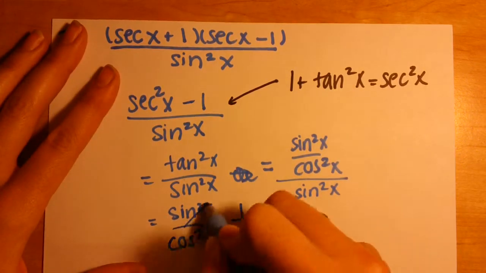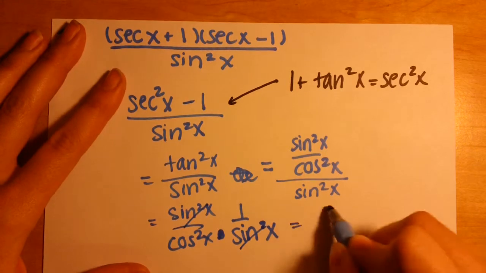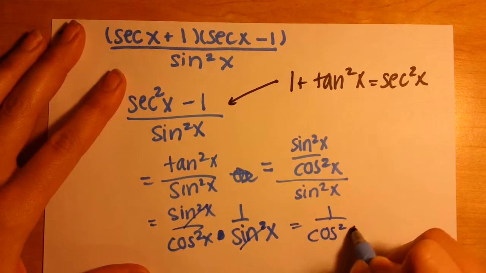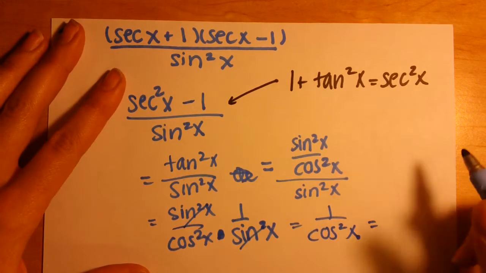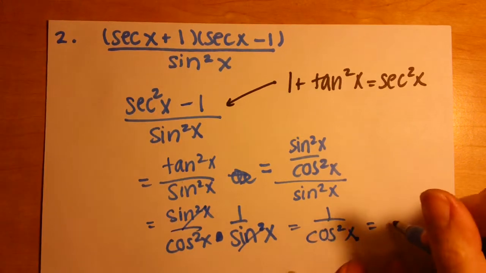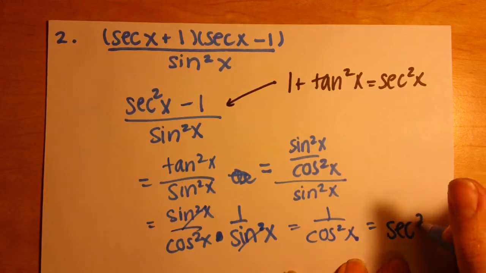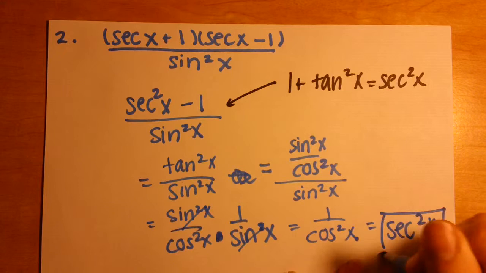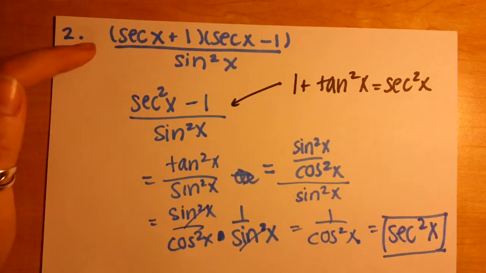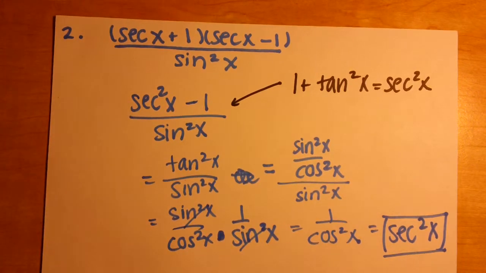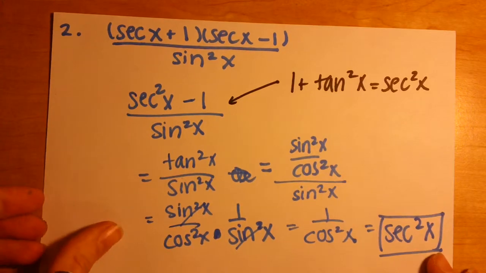And our sine squared x can cancel out. We're left with 1 over cosine squared x, which is one of our reciprocal identities of secant squared x. So this is our answer. We can simplify this all the way down to secant squared x. Okay, so let's try another example.